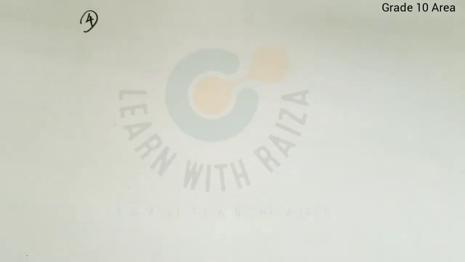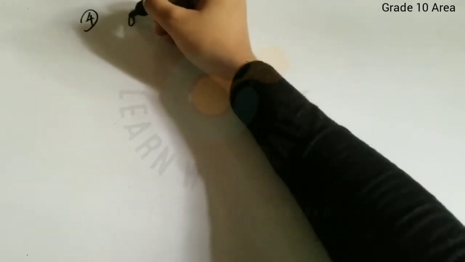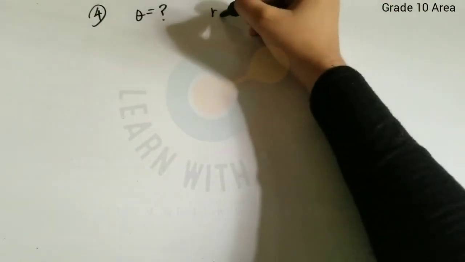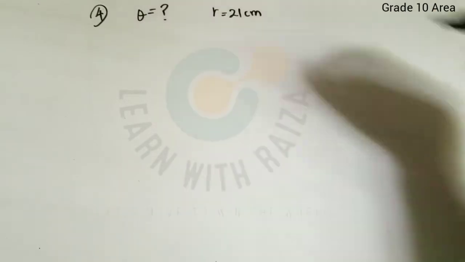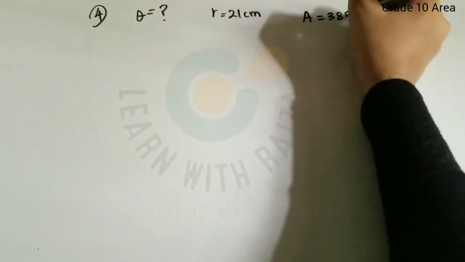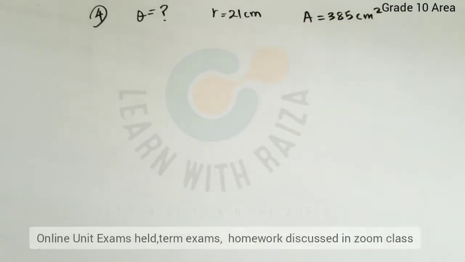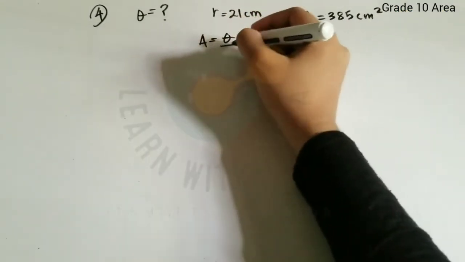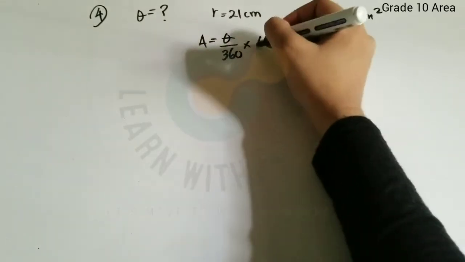Now let's go to the fourth question. Find the center angle. Theta value we don't know. With radius 21. Radius is equal to 21 centimeters. Area 385. Area is equal to 385 square centimeter. Now let's see how to do this one. First of all, write down the equation. Area is equal to theta upon 360 into pi r squared.